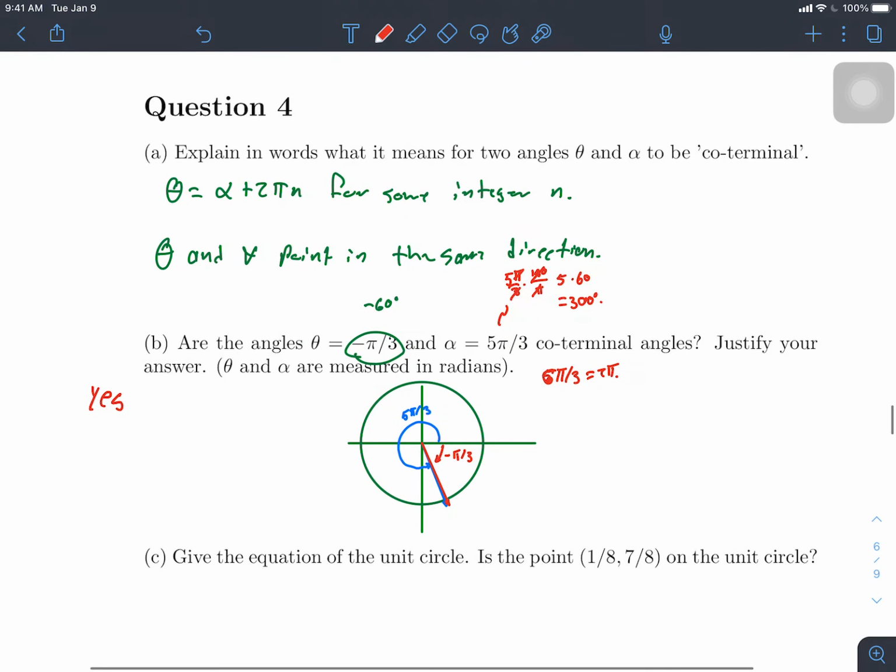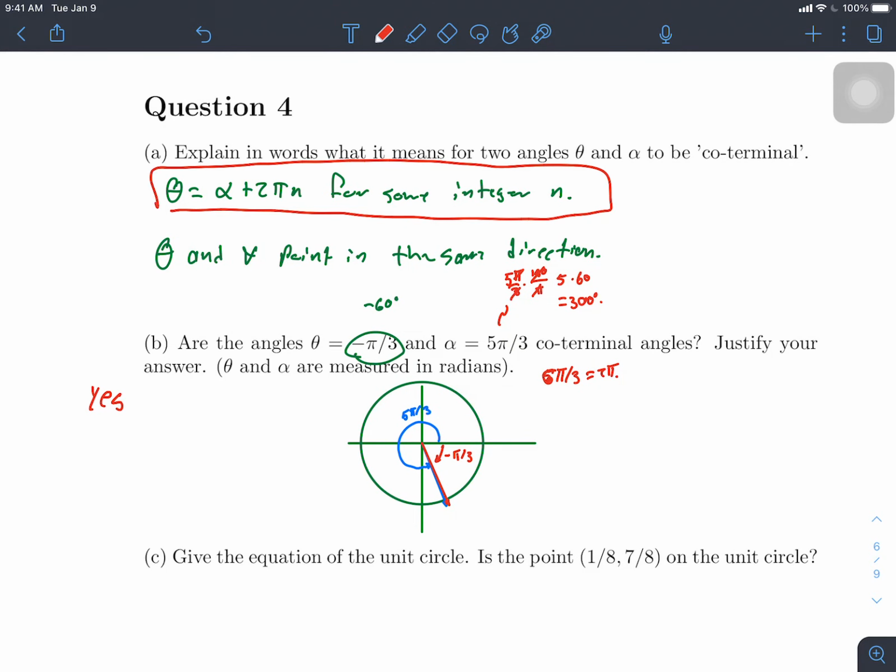And if you wanted to use this information to prove it, you could just say, well, if theta is negative pi over 3, then theta plus 2 pi would be negative pi over 3 plus 6 pi over 3, which is equal to 5 pi over 3. So that's a way you could justify your answer analytically, or algebraically.